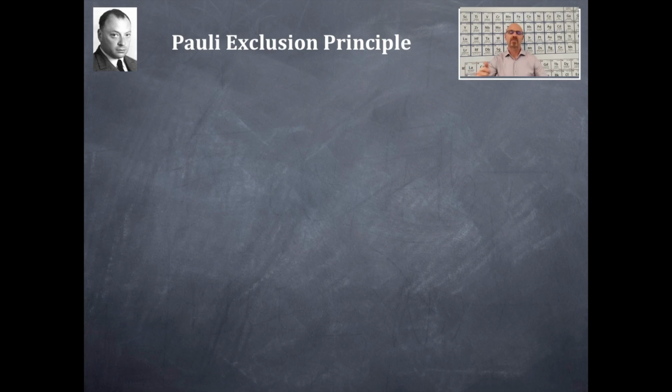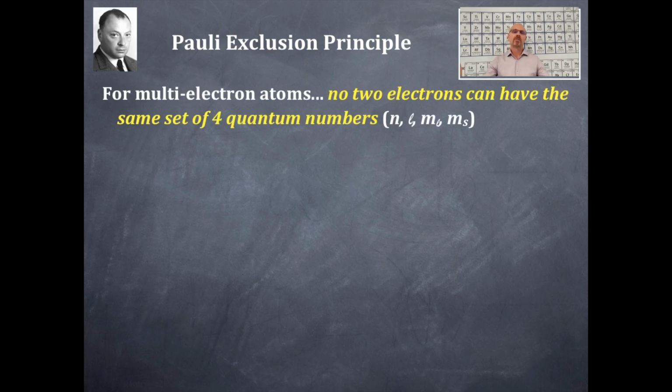So, Pauli Exclusion Principle. For multi-electron atoms, that is anything past hydrogen, no 2 electrons can have the same set of 4 quantum numbers. That is n, l, m sub l, and m sub s. Remember, the n, l, m sub l, and m sub s, the 4 quantum numbers, is a unique address for every single electron in an atom. And the Pauli Exclusion Principle says no 2 electrons can have the same set of those 4.